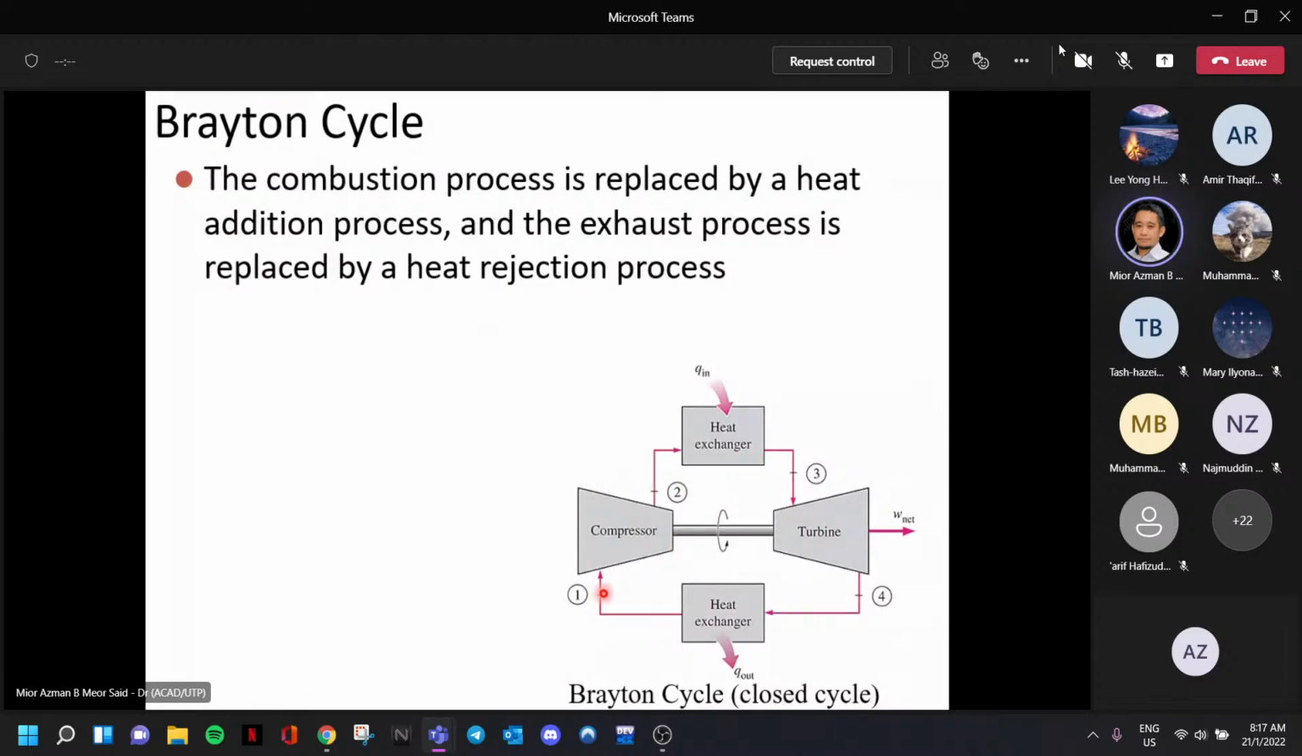And again, it's a standard air assumption, where all the working fluid inside all these processes is air, right? So no mixture of air and fuel, just standard air, so that it again makes your calculation simplified. So this Brayton cycle is a closed cycle and it uses air as a standard assumption.